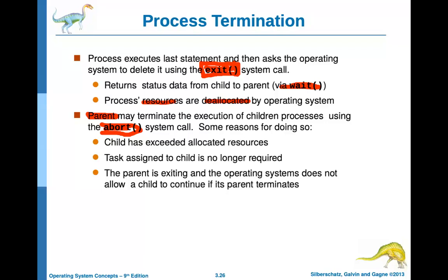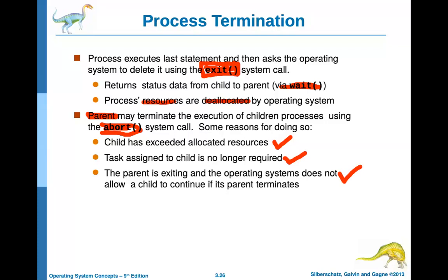Now why do so? Why does the parent forcefully terminate the child? Possible reasons are mentioned here. Maybe the child has exceeded the resources allocated. Maybe whatever task is assigned is no longer required. Or maybe because the parent itself is exiting and the operating system doesn't allow the child to continue. Like in case of Linux, it is allowed, but maybe the operating system design is something like this: when there is no parent, there should not be a child process.